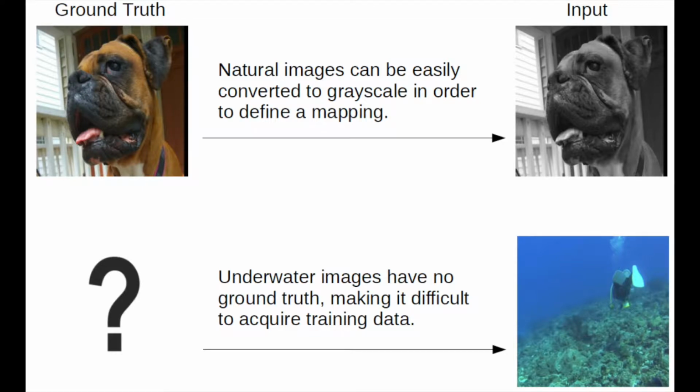Unlike many image-to-image translation problems, particularly that of colorizing black and white photos, the underwater domain lacks a form of ground truth. For example, this image of a dog can easily be converted to grayscale in order to form a training pair, whereas the image on the bottom does not contain a corresponding ground truth image.